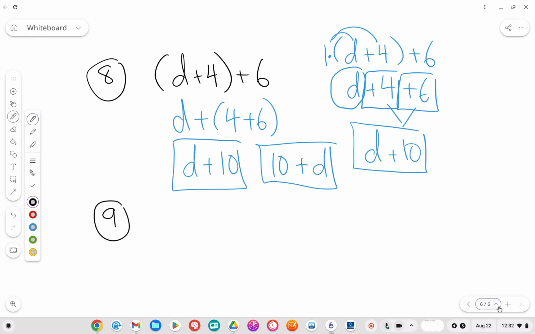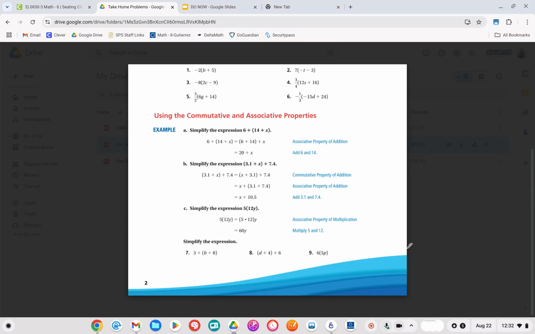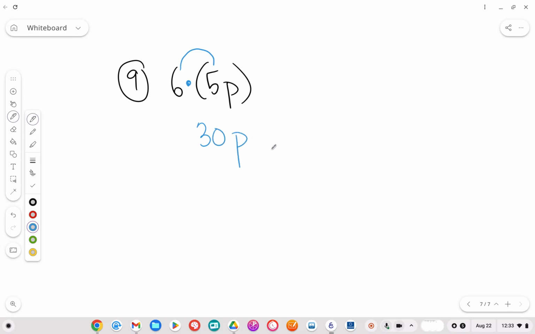All right, guys, last question on this take-home problem. Oh, I didn't mean to do that. I meant to come here. Okay, 6 times 5p. We'll just rewrite it. 6 times the quantity 5p. All right? So there is the invisible multiply here. So there's 2 ways we could do this. We could distribute the 6 to the 5, which gives us 30p, right?